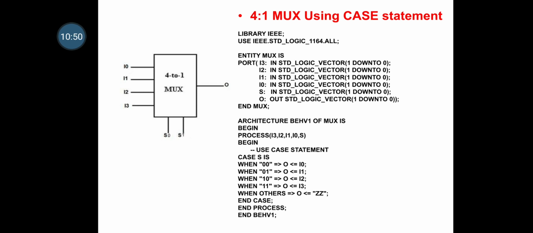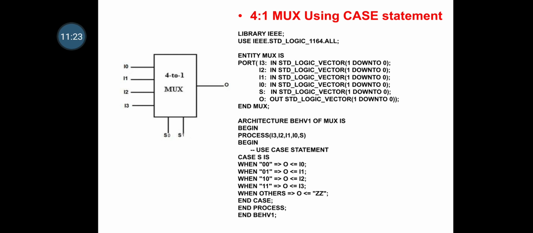So case, and then we have stated the select lines, and as you know about the multiplexer, if S0 and S1 are both 0, then I0 will be transferred to the output. So that is what you have to state here. So you can see in case S is when 0 0, this 0 0 is nothing but the select lines. So 0 0, then the output O will be I0. When 0 1, then the output will be I1. When 1 0, the output will be I2. And when 1 1, the output O will be I3.